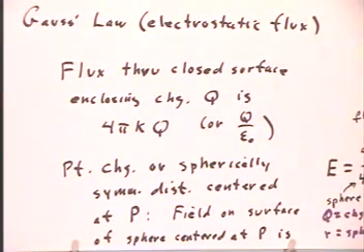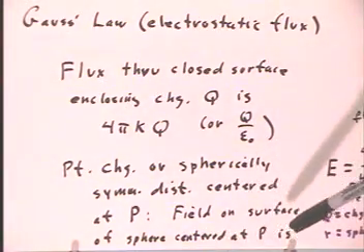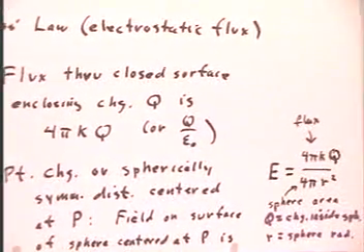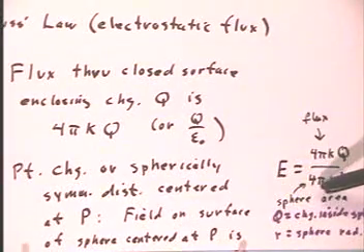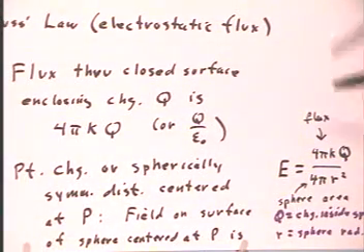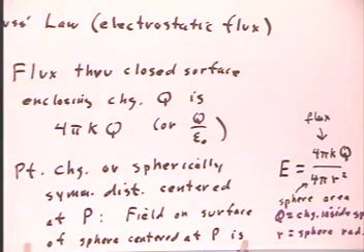Now, the field on the surface of the sphere is therefore going to be the total flux divided by the area of the sphere. Since the flux is the area of the sphere times the electric field, the field is flux over the area. And of course that comes out just kQ over r squared.